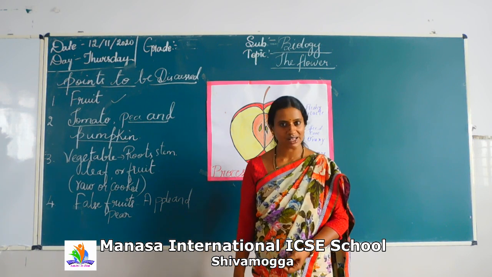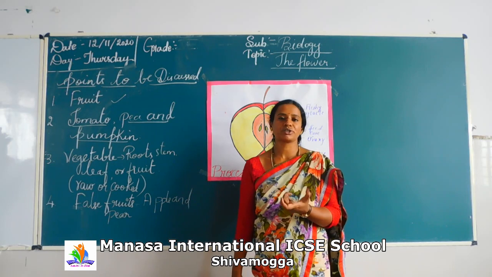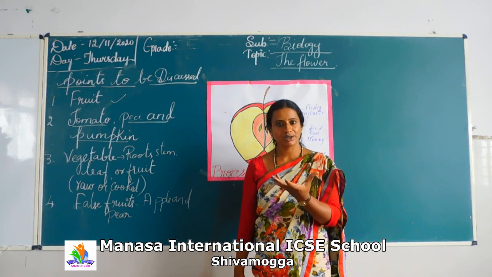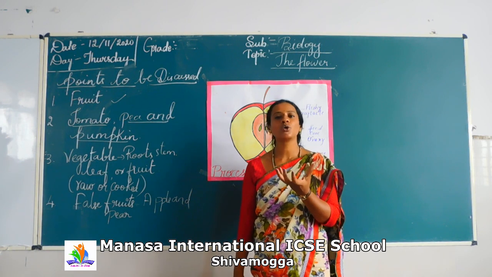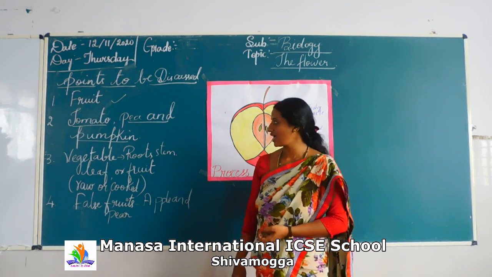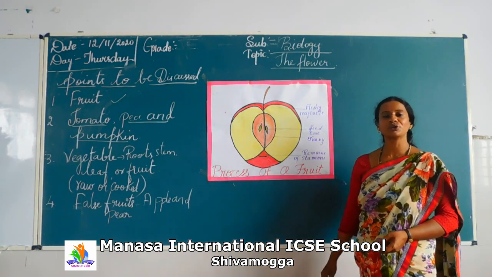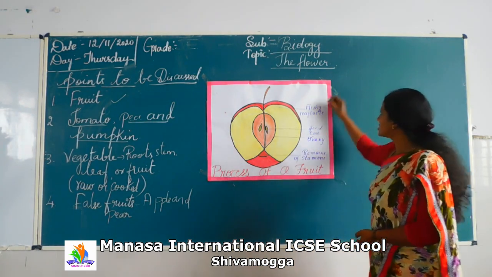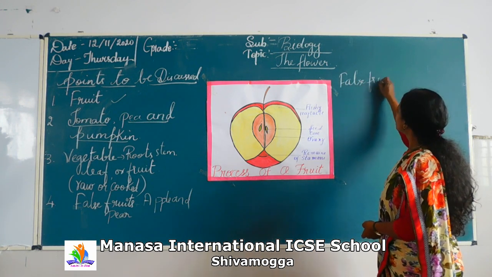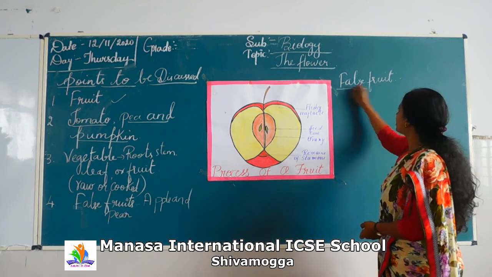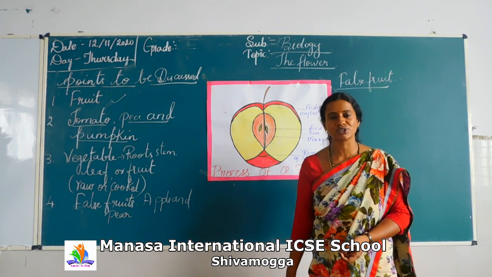A fruit is nothing but a ripened ovary. The ovary part of the flower will develop into the fleshy, edible, sweet part known as fruit. And in today's class, we are going to discuss the false fruit. So what is this false fruit? We are aware of fruits, but what is this false fruit?